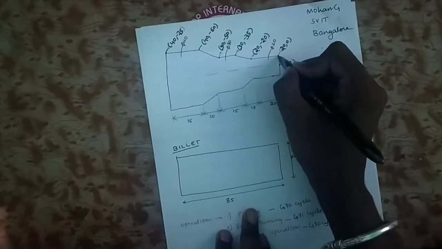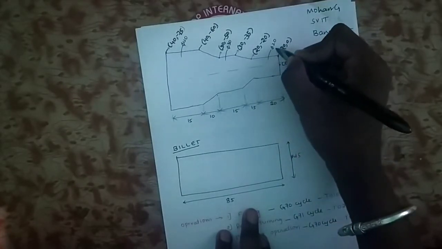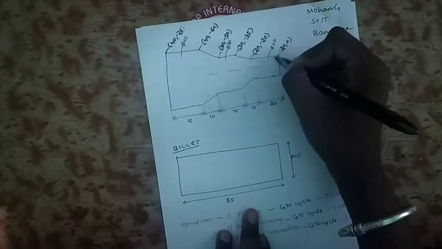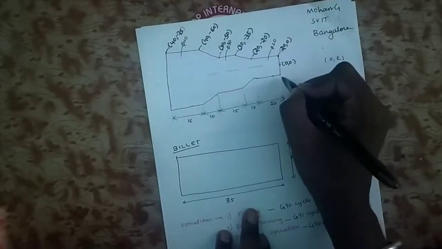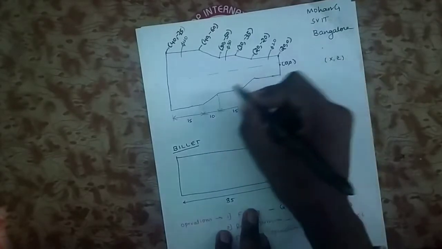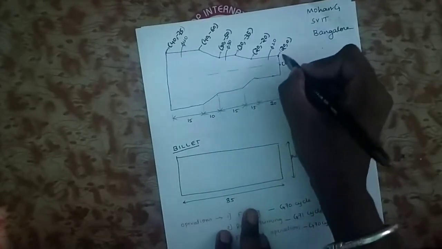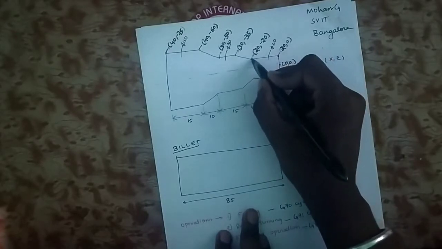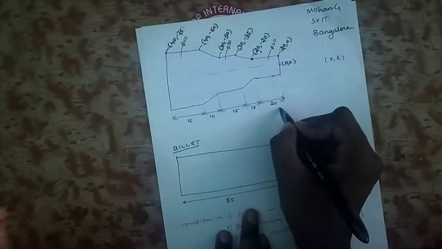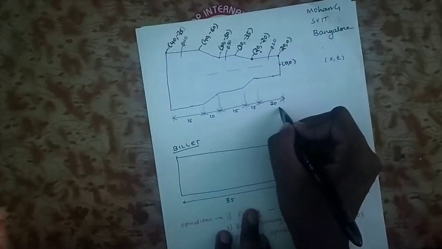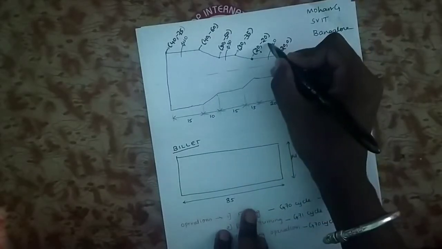At this point, the diameter of this portion is given, therefore x value is 20 and z value is 0. I'm going to choose this as a reference point. From this point, I'm going to measure the length of the workpiece. Next, at this point the diameter remains the same, therefore x value is 20 and the length is 20. Towards the left I'm going to take z value as negative, therefore minus 20.